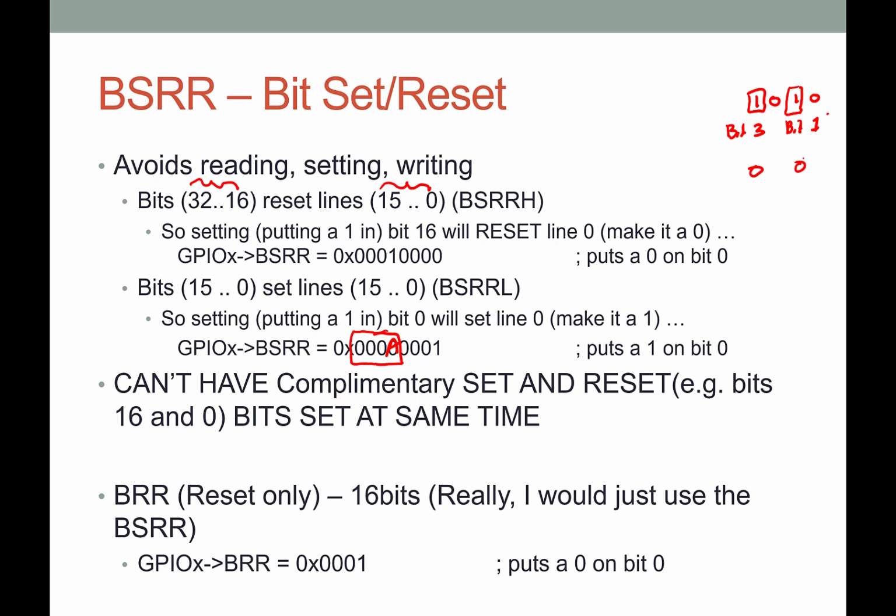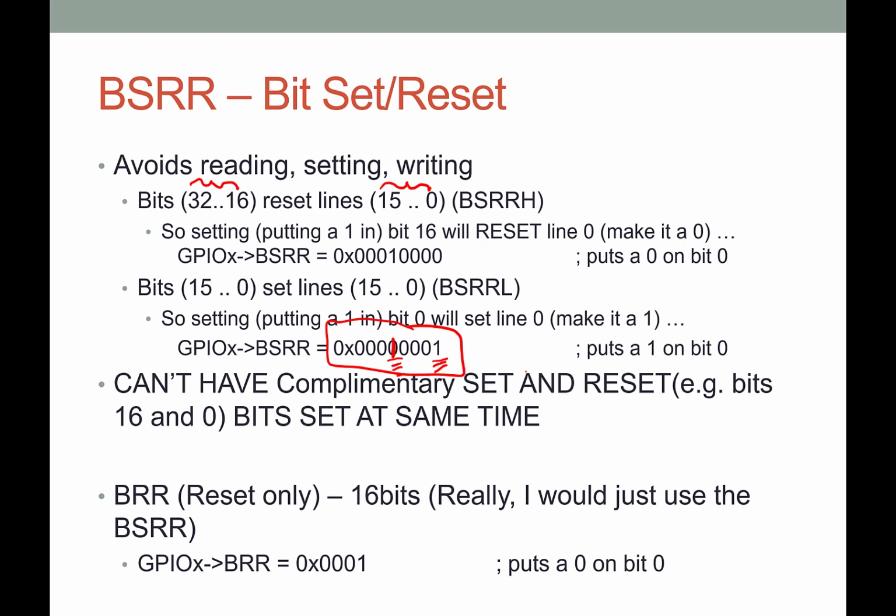Now, one thing you can't do is something like, for example, you can't do BSRR 0001, 0001, because that tells it you want a 1 on the bit 0 output from setting it, but it also tells it you want a 0 on the output for resetting it. So that is not valid to put out on the BSRR register. You can't have that complementary set and reset at the same time.